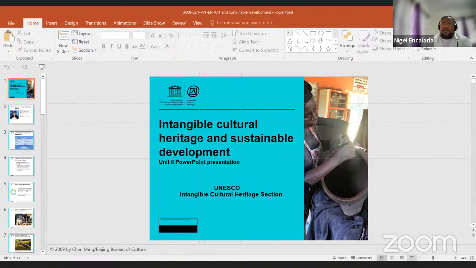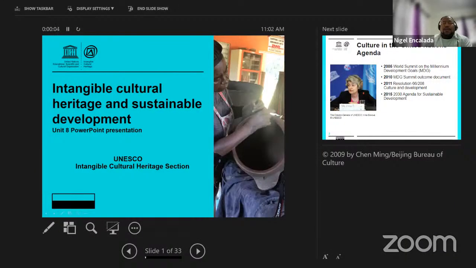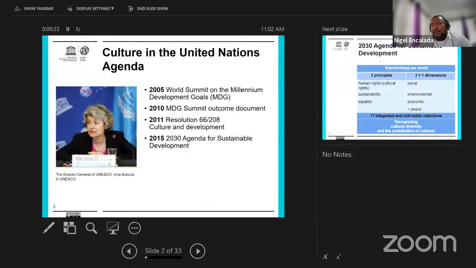It comes out of this critique that has plagued what was first the Millennium Development Goals. I don't know if you heard of those. There is this global set of goals set out by the countries of the world at the UN about how to end poverty and drive development. And one of the main criticisms was that culture did not appear in the 2005 Millennium Development Goals.